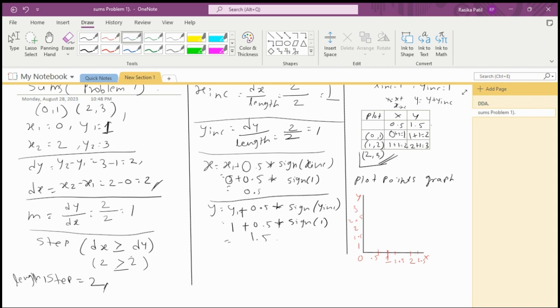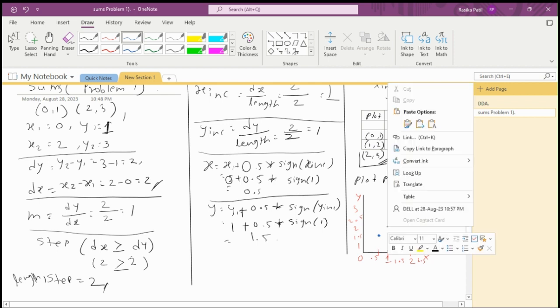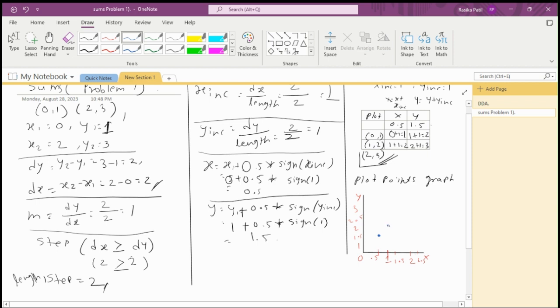So what is our first point? 0.5 and 1.5. So our first point will be here. Then next is 1 and 2. So x-axis is 1 and y-axis is 2. So our second point is up to here. And then what is our next point? 2, 3. So our 2 is here and 3 is around here. So we will plot our points at that place.